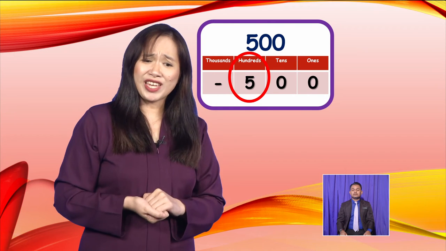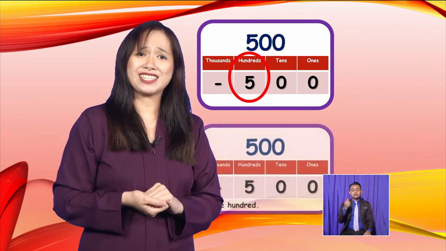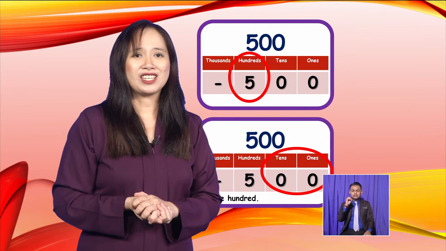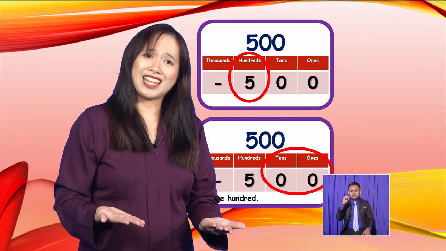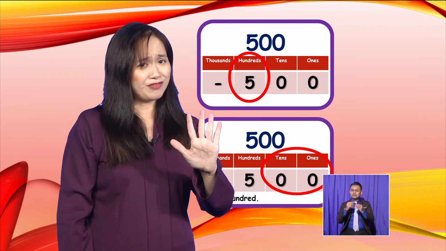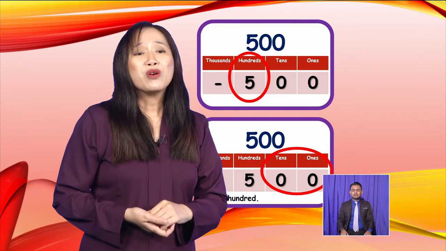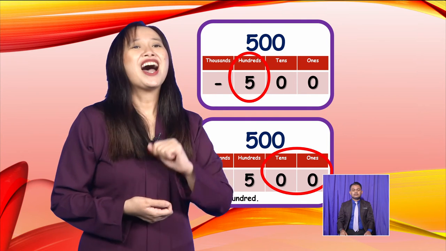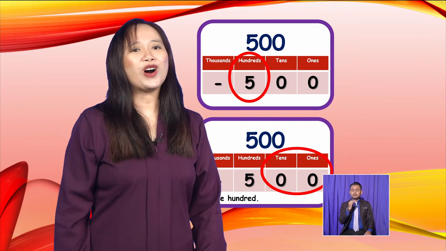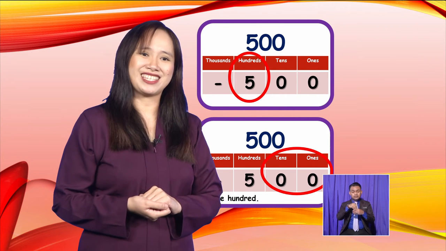Then let's look at the numbers in the tens and ones place. There are zeros in both places. So what do we call this number? Do we call this 5? 50? No, we call this 500. Why? It's because number 5 is in the hundreds place.